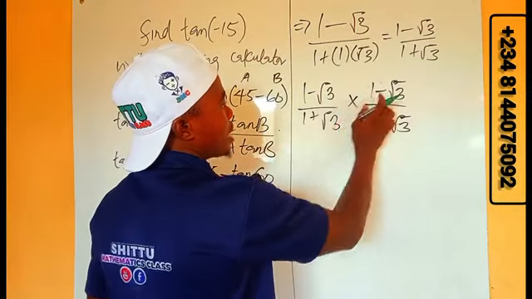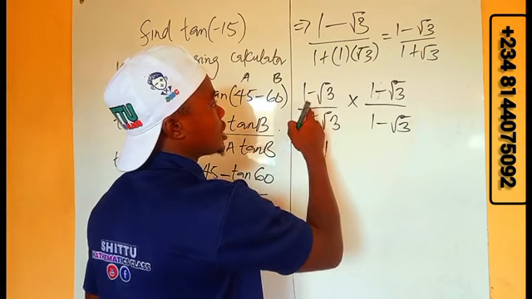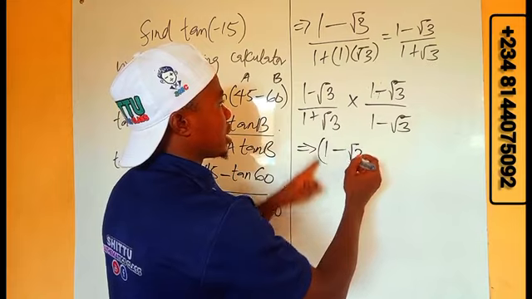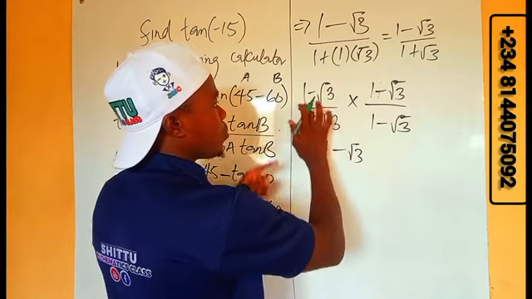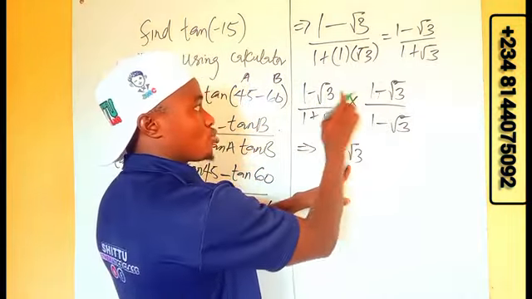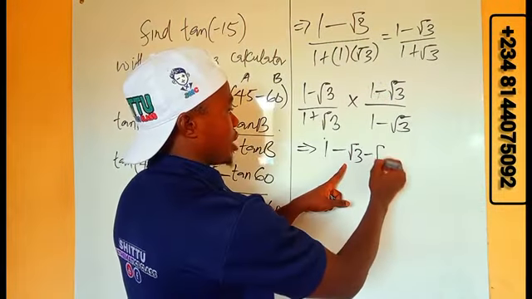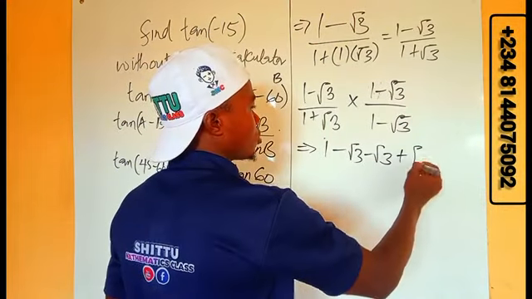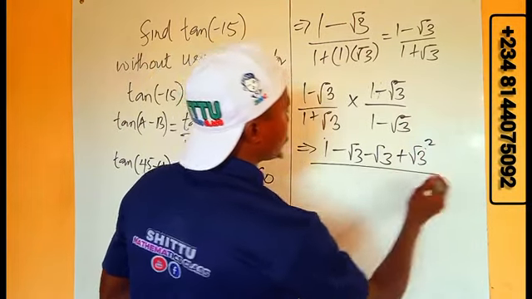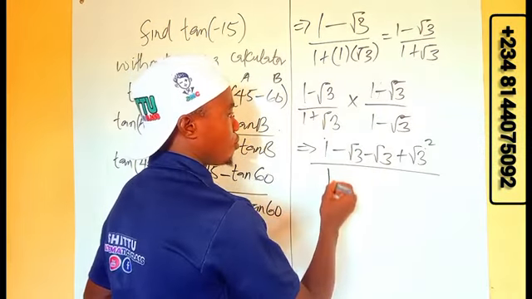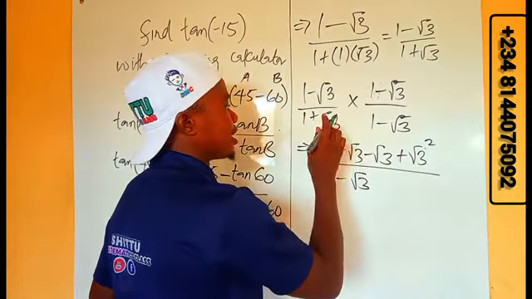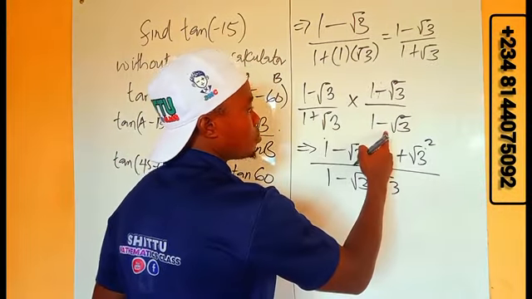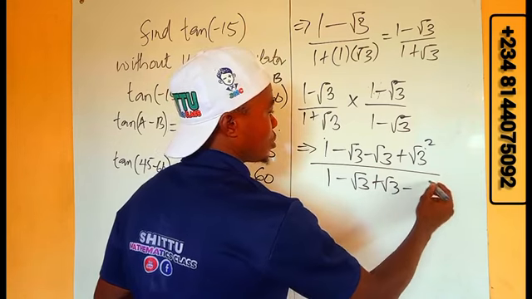So from here, this times this, we're going to be having 1, because 1 times 1, we have 1. 1 times minus root 3, we have minus root 3. Minus root 3 times 1, I have minus root 3. Then minus root 3 times minus root 3 is going to be plus root 3 all squared, then divided by, here we have 1 times 1, we have 1. 1 times minus root 3, I have minus root 3. Then root 3 times 1, I have plus root 3. Are you following? Then we have root 3 multiplied by minus root 3, we are going to have minus root 3 squared.